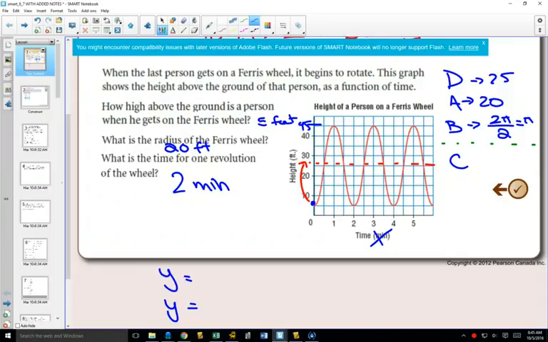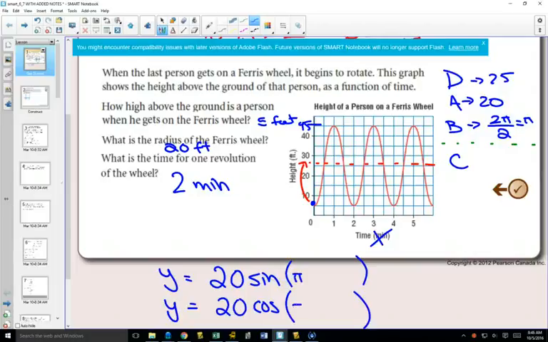The amplitude for both of these is 20. And I'm going to just leave a tiny space in front in case we want to add a negative to make it a negative sine graph or a negative cos graph. We're going to make one equation sine and one equation cos. Our b value is pi. I'm going to not write the minus sign yet. I'm going to leave space in there for my c value. And then my d value is 25, so that would get added at the end.